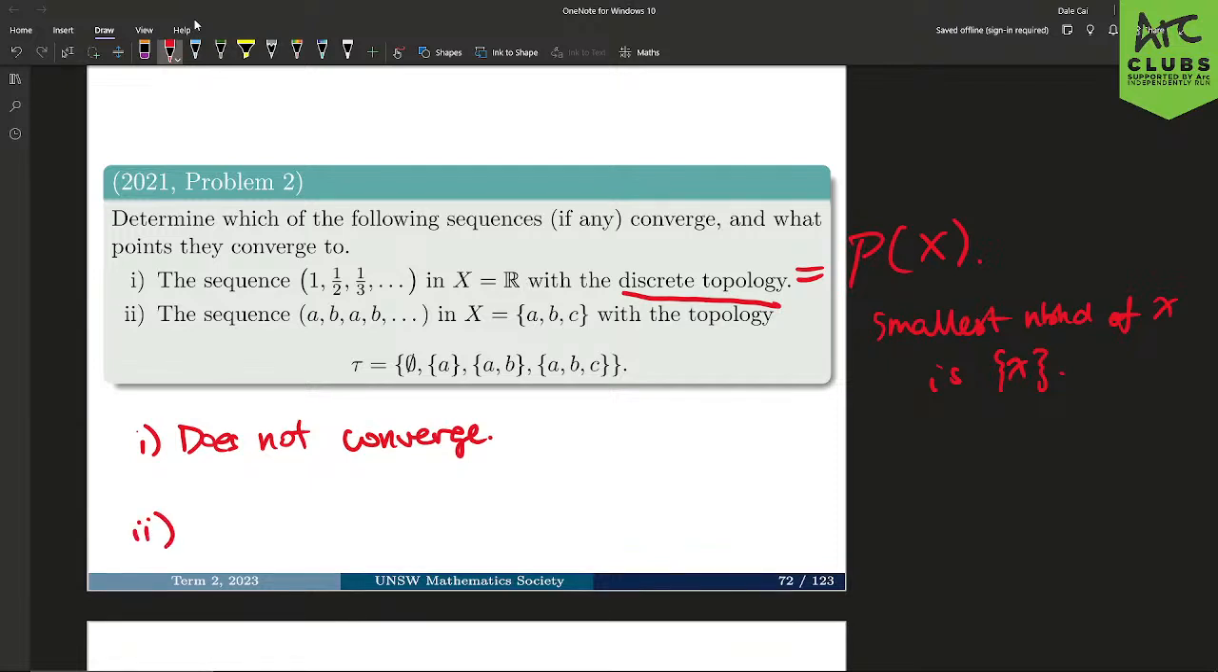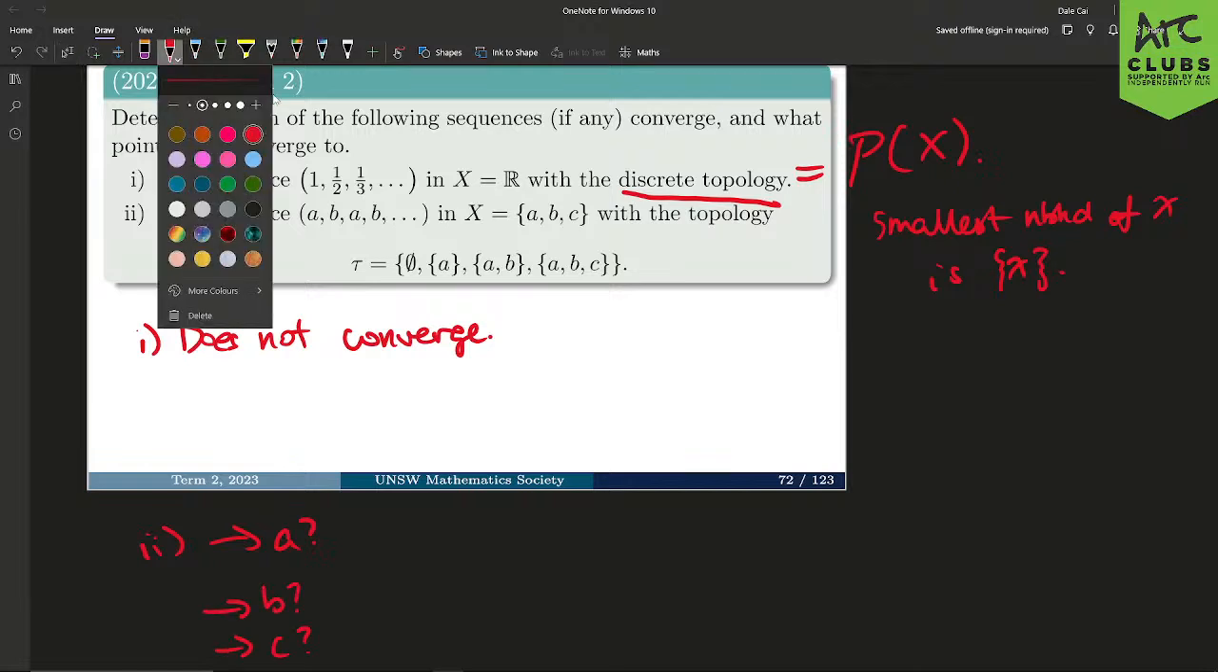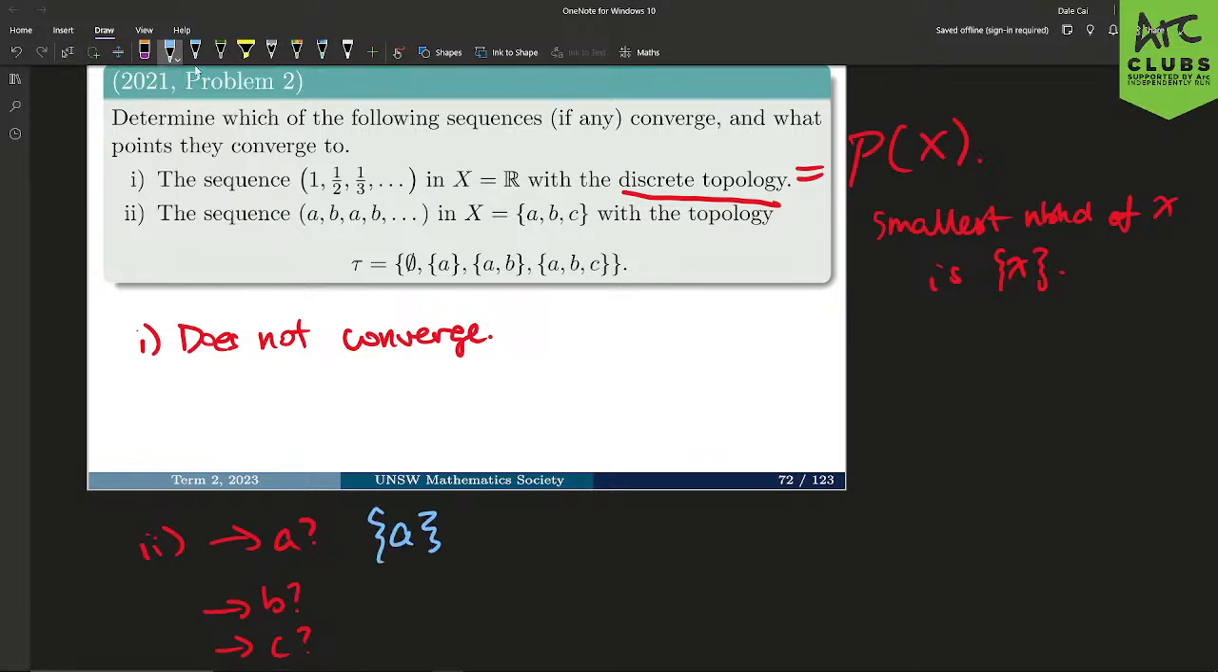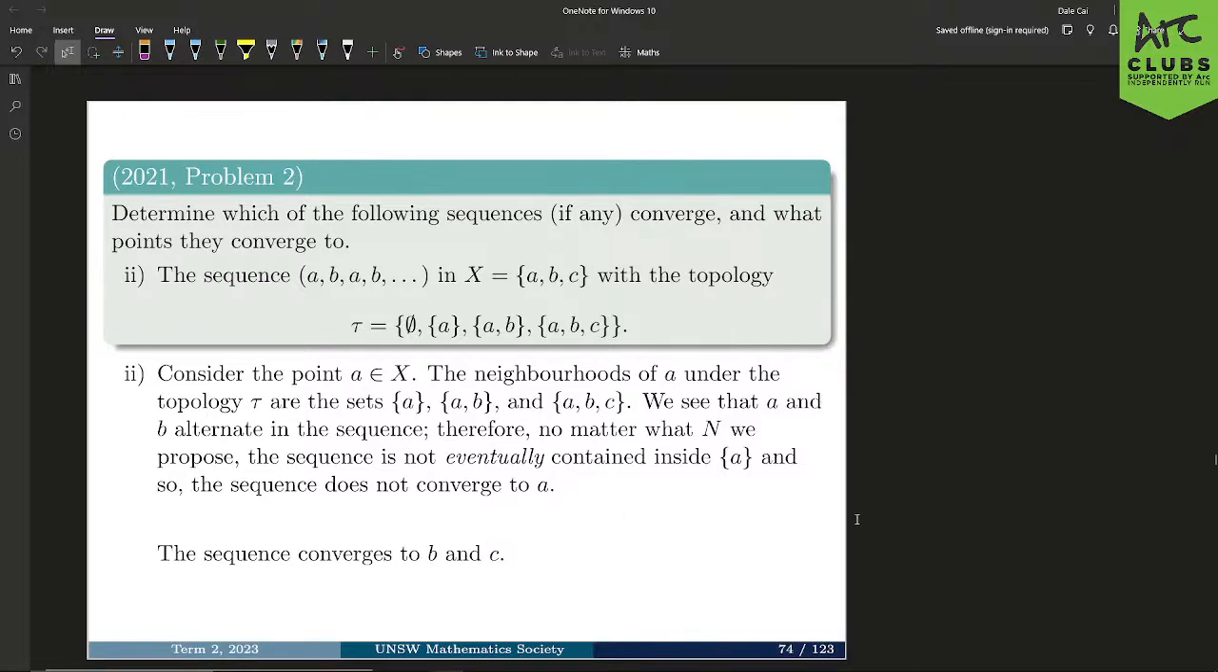And for II, again, we can think about each individual point. So for part 2, does it converge to A? Does it converge to B? Does it converge to C? The smallest neighborhood of A is the singleton, but it's not eventually in here because there is always a B. So it doesn't converge here. But for B, the smallest open neighborhood is AB, and so this is going to work because the sequence is just in AB already. And for C, the smallest open neighborhood is ABC. Our sequence is eventually in there. So this works. Okay, yeah, and that's what happened inside here.